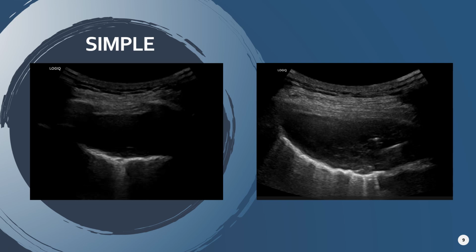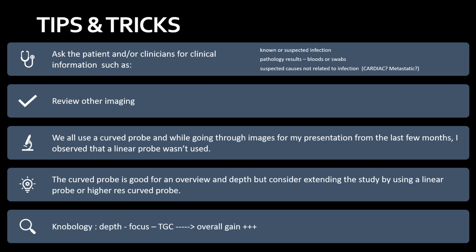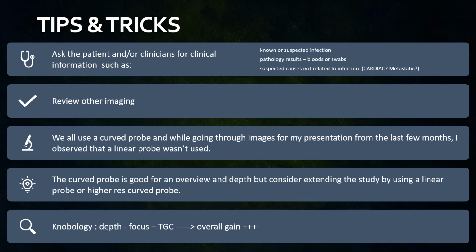These two images are an example of a simple and a complex fluid collection. So, tips and tricks for scanning lungs. Ask the patient or the clinicians, particularly if you're doing a mobile scan. They're often quite forthcoming with information about suspected infections, or results from pathology, or any other causes that might be suspected that are not infective. Have a look at your previous imaging. They've often had a chest x-ray.